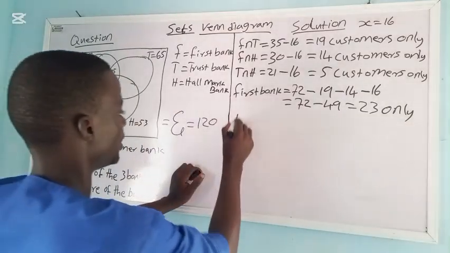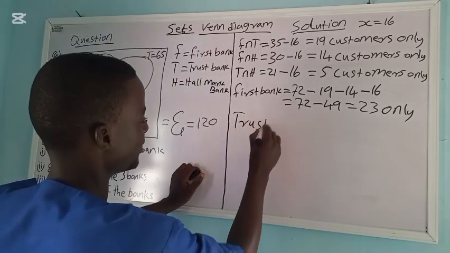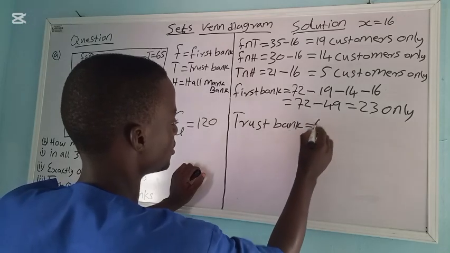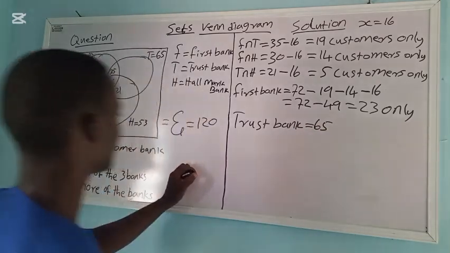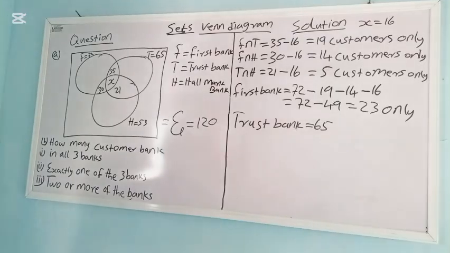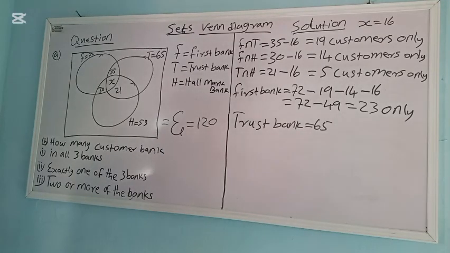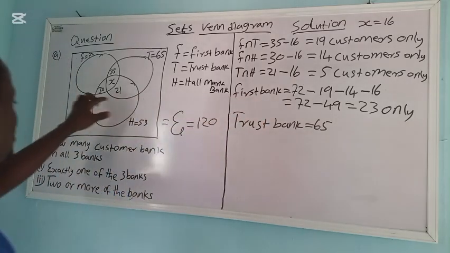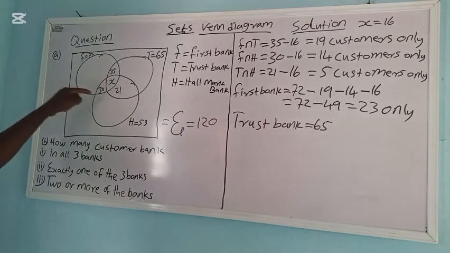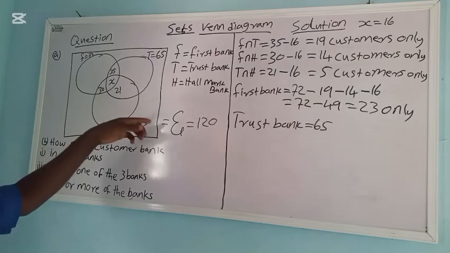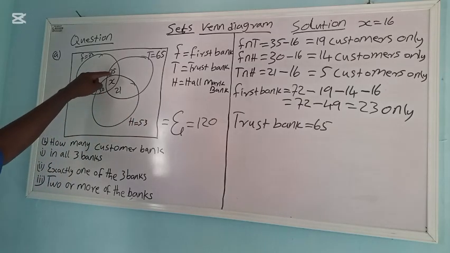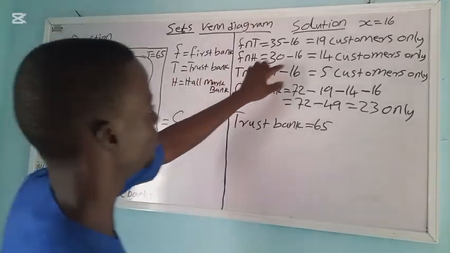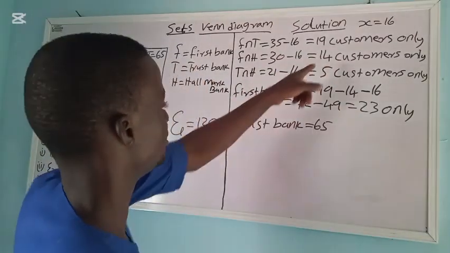So let's go to Trust Bank, which is 65. The reason why I did not use this 21 for the First Bank is because if you check the circle of the First Bank, the 21 is outside of it. So it is only this one and this one. That's why I use only the 19, the 16 and the 14.